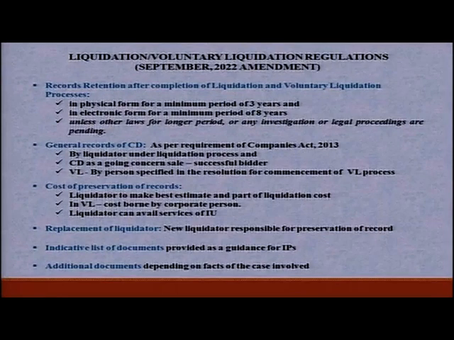I would like to mention that there is a comprehensive PPT in the IBBI What's New section with regard to the CRP regulations and the liquidation regulations. Stakeholders can view the same.